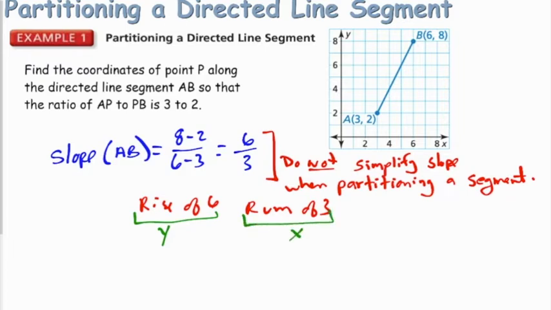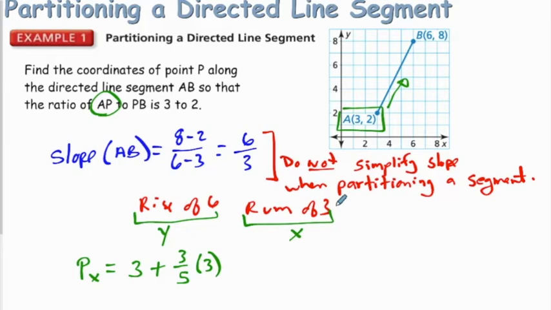So we're going to start at point A, and we're going to move in the direction of point B, and we want to do this so that AP is 3/5 of the segment. So P is going to have an x-coordinate equal to the x-coordinate of point A plus 3/5 of the run, which is 3, because the run is used to move along the x-axis, but we don't want to go the whole run, we want to go 3/5 of the run.